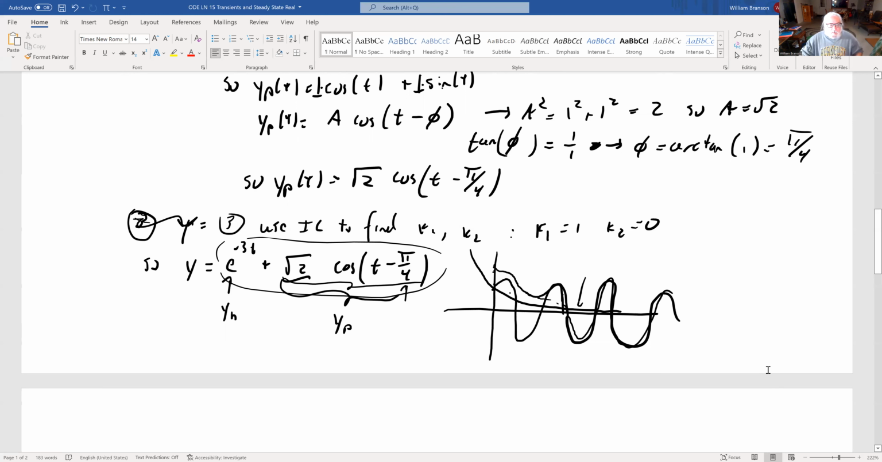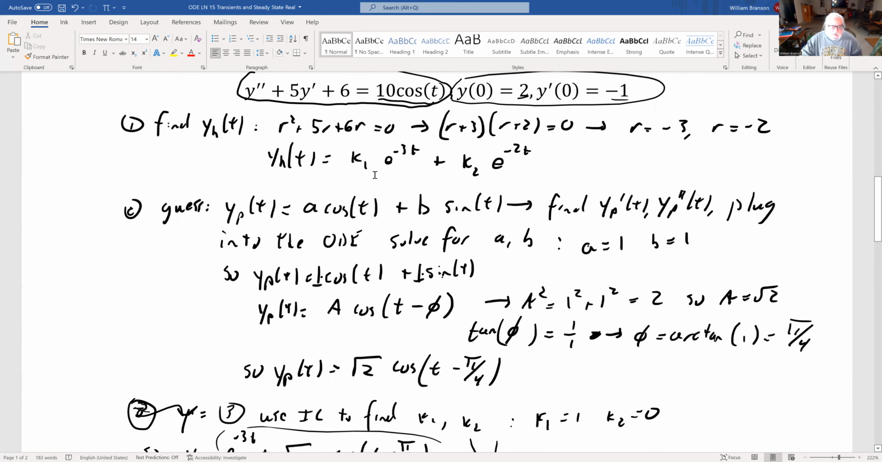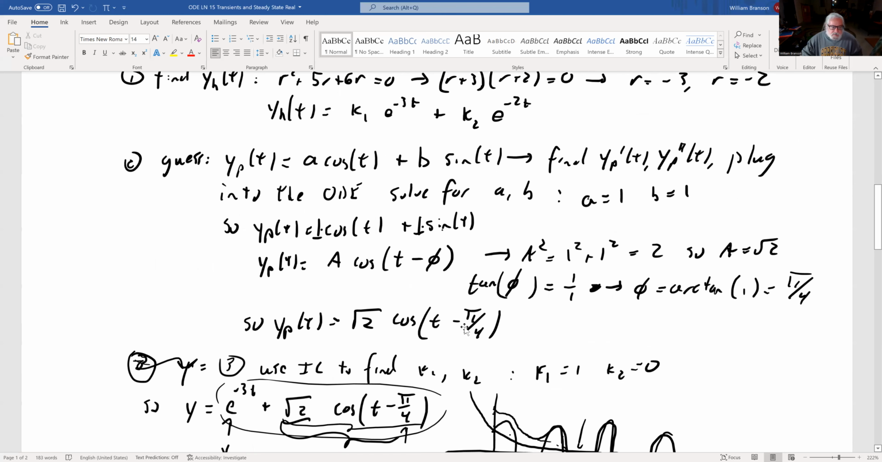Okay, so we can solve this. We get a homogeneous solution that involves a negative exponential, and we get a particular solution that's a cosine term that's oscillatory. So what does this look like if we go and look at this in GeoGebra? If I can figure out, there it is.